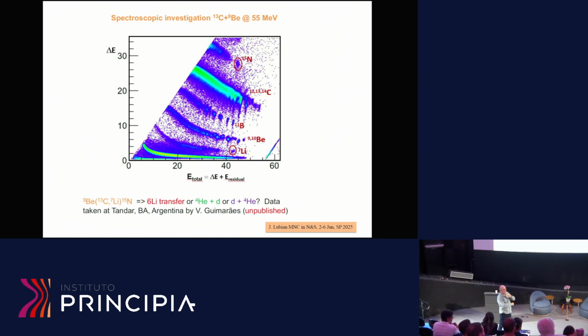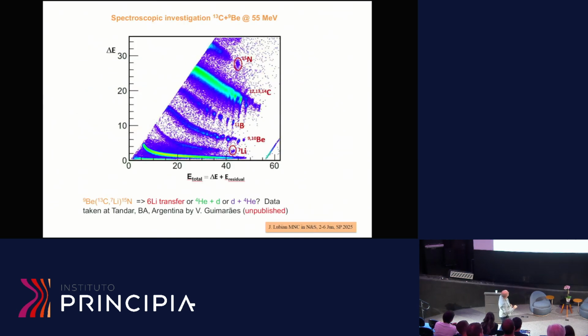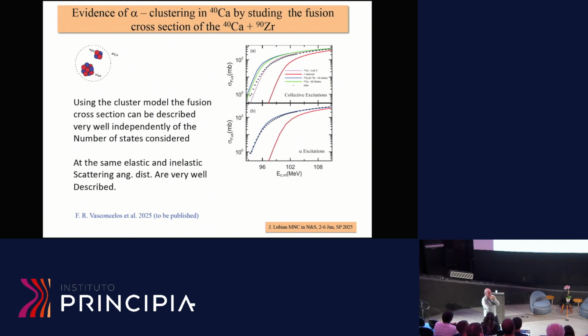Coming back to this alpha cluster calculation, may I conclude that the reaction mechanism is an isoscalar interaction between the two fragments, between two nuclei? Yes. It's a bit surprising. You would assume that the Coulomb force will be more important, right? Or is this too naive?